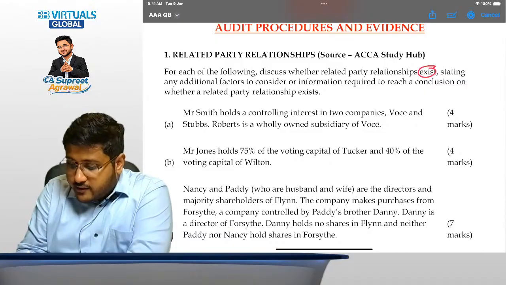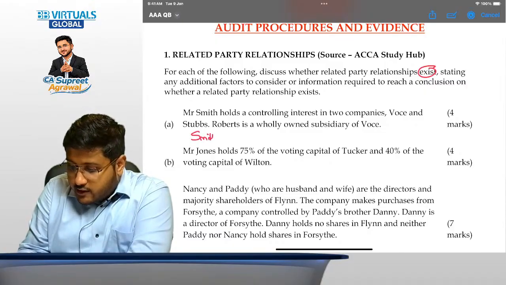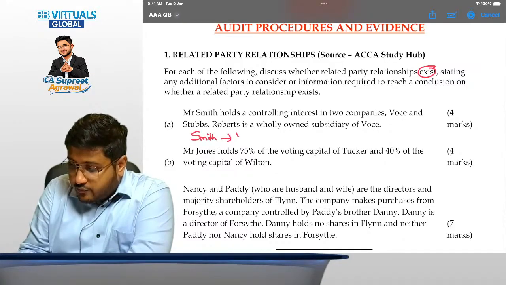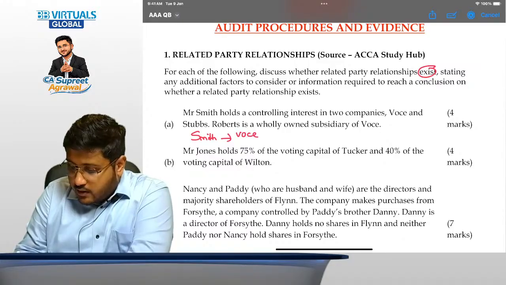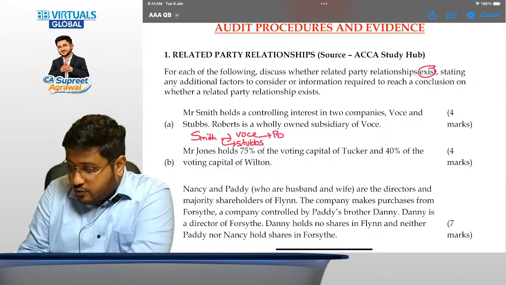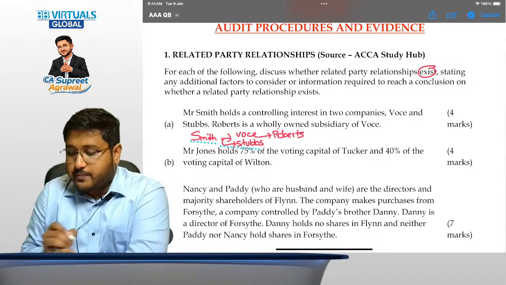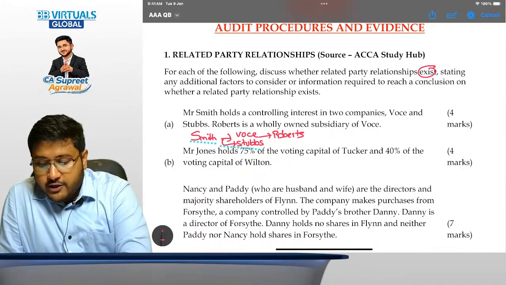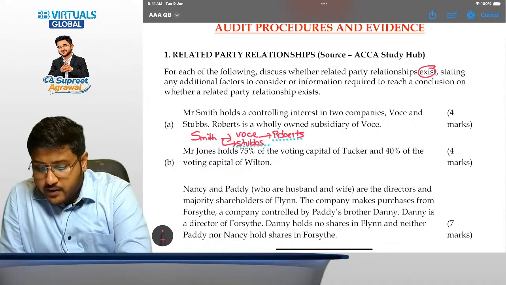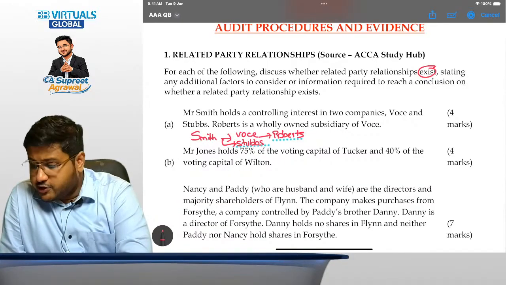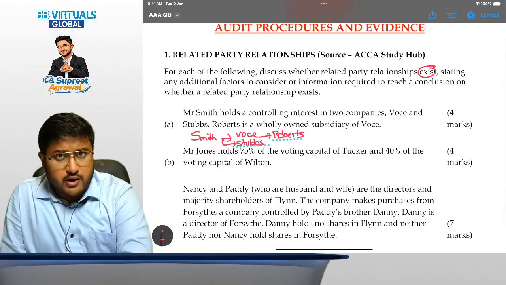Tell me. So Smith holds controlling interest in Vos and Stubbs, and Roberts is a wholly owned subsidiary of Vos. Now tell me, are these related party relationships? Yes, these are related party relationships, right?